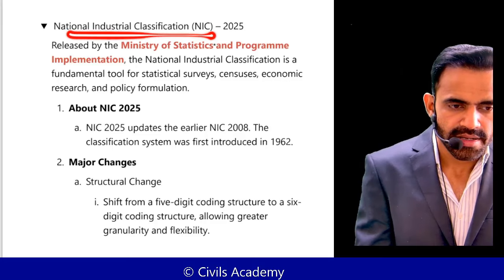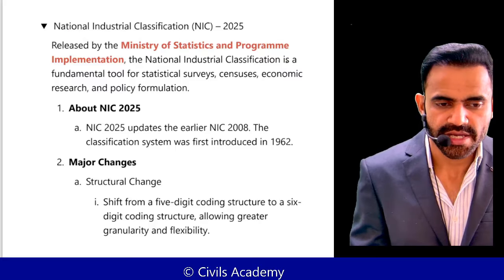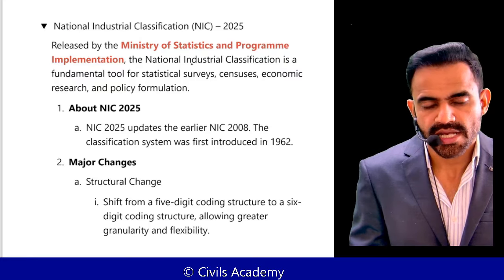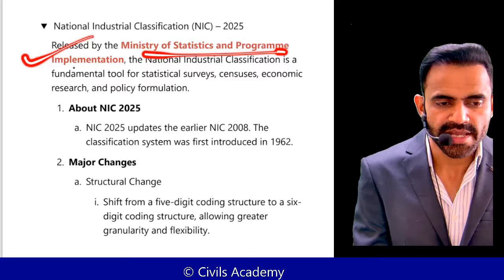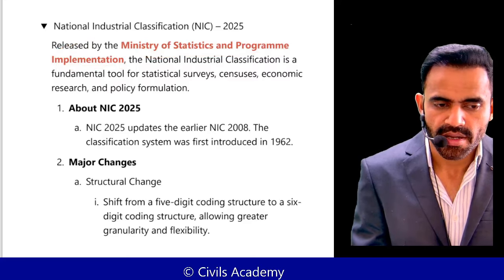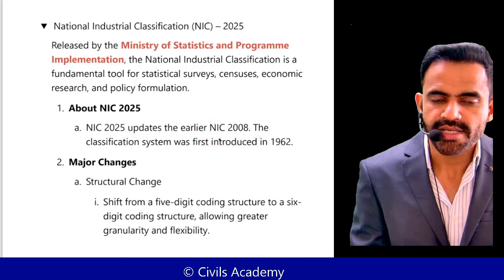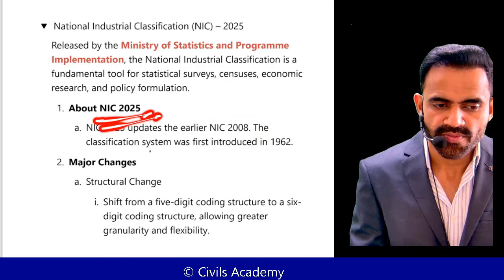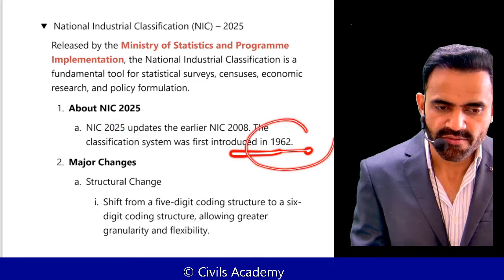And next is related to the national industrial classification, like how industries are classified. So this is released by MOSPI. What is MOSPI? Ministry of Statistics and Program Implementation. The last classification was released in 2008. This one was released in 2025. The first one was issued in 1962.